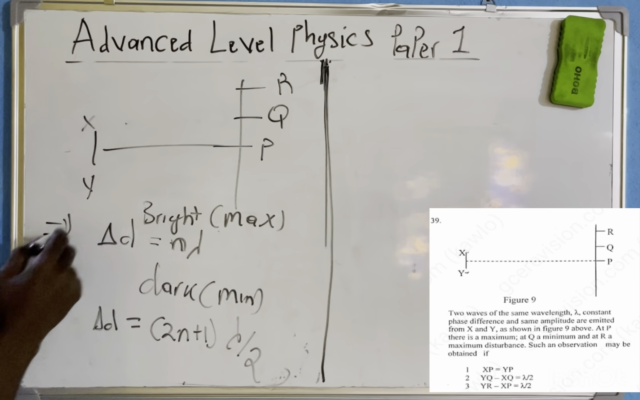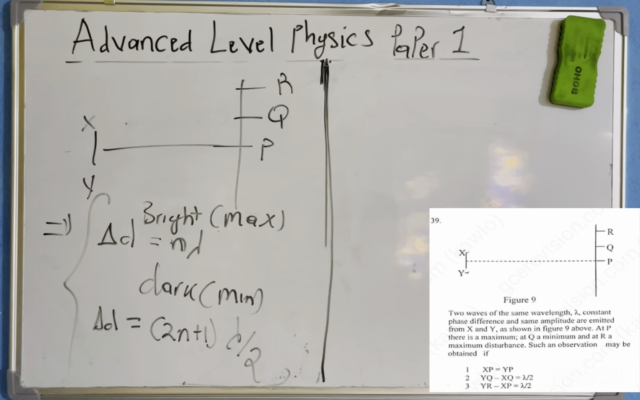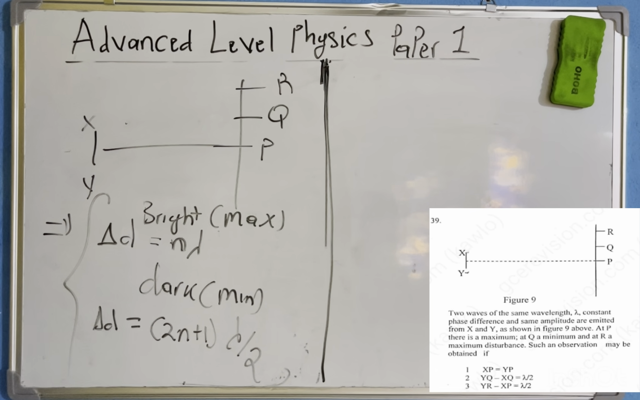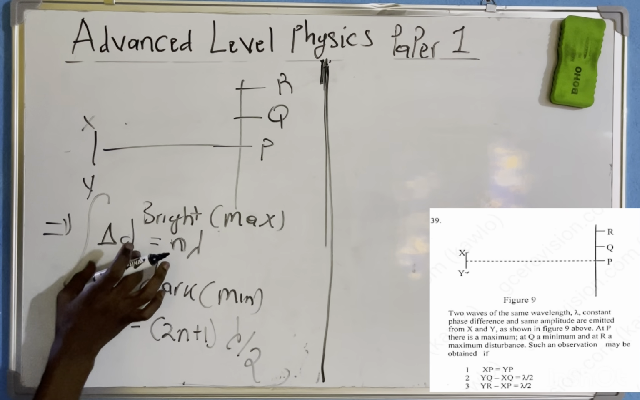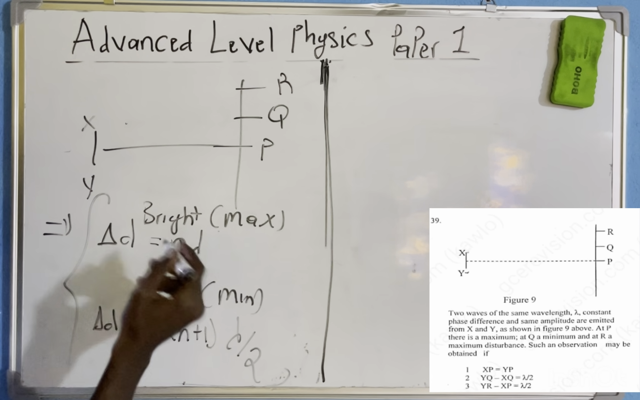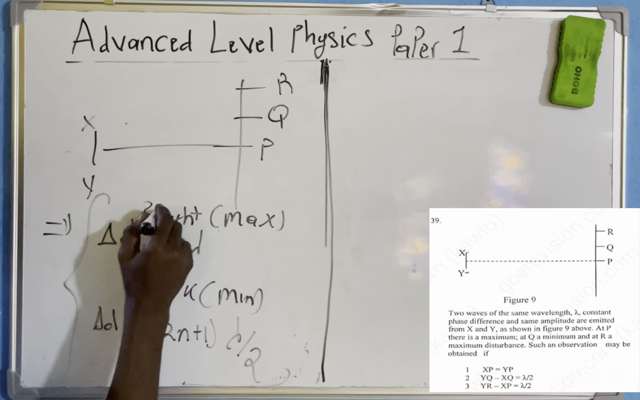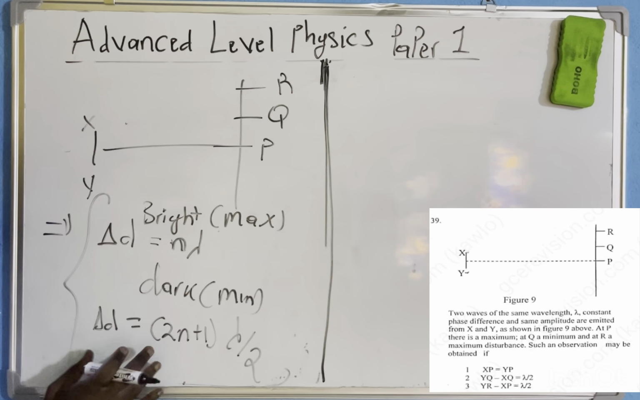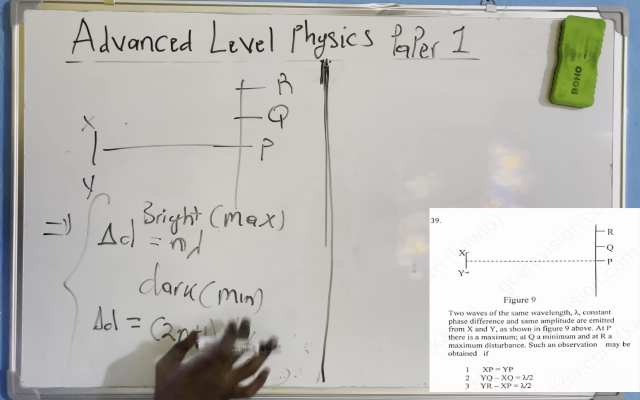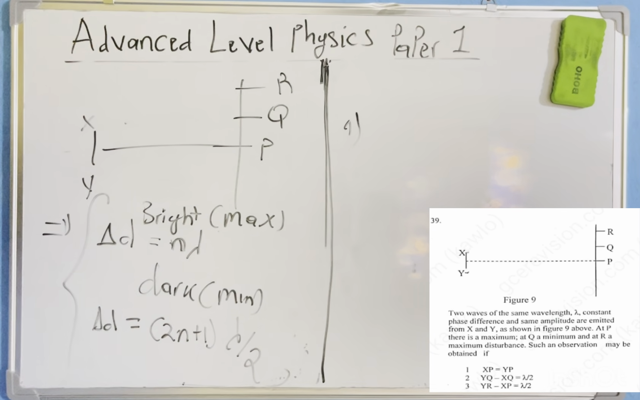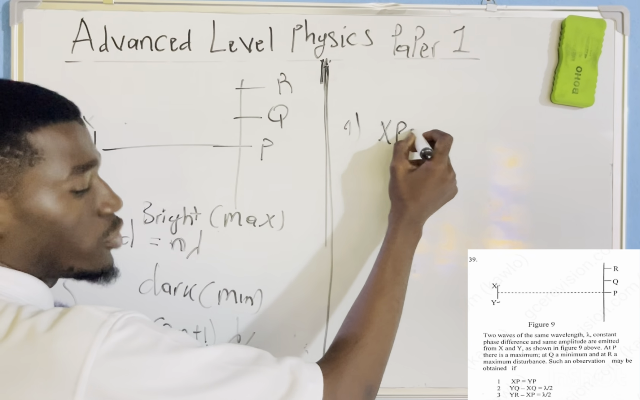So that is it. I'm just summarizing. I talked about it in my previous video when I was talking about superposition of waves, so you should go and watch it quickly for quick revision. Anytime the path difference is a whole number of the wavelength, we will observe a bright region at the level of the screen. But anytime it is an odd number of half the wavelength, we will observe a dark region at the level of the screen. Now let us come back to our question here. The first statement is saying that XP should be equal to YP.